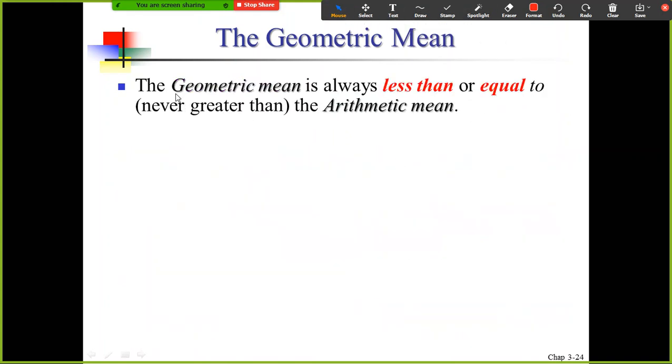Okay, the geometric mean is always less than or equal to the arithmetic mean. The geometric mean can never be greater than the arithmetic mean. This is a disadvantage of using the geometric mean, because sometimes you want to show that, okay, our achievement grew bigger. That's why if you use the geometric mean, maybe you cannot show bigger growth, because the geometric mean is always less than or equal to the arithmetic mean.